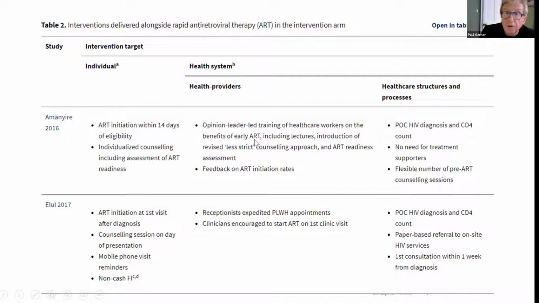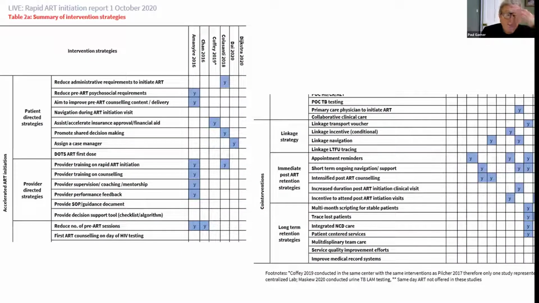And obviously there were lots of interventions: opinion leader training, receptionists that were trained, new testing facilities were brought in, mobile phone visits and so on. So we described this at individual health system level, dividing that between health providers and health structures, just to understand what these interventions were. And in fact, the lead author of them described them here in this way, which I'm going to let you just look at, and I'll be back in a minute.